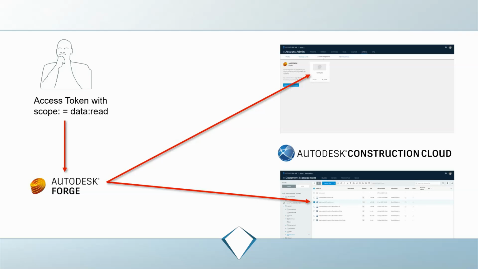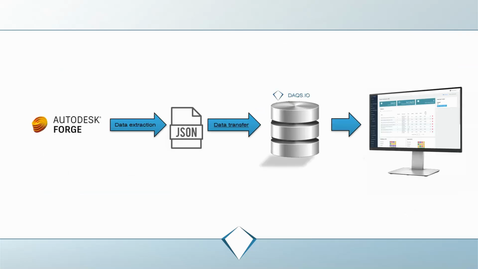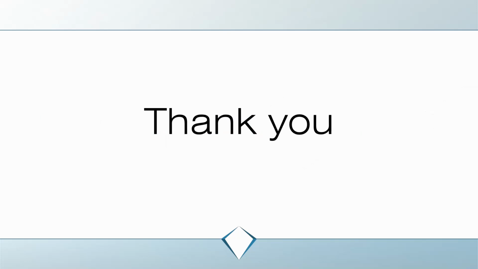Then Revit is started with the plugin and extracts specific information and stores this into a JSON file. Autodesk Forge sends this file to the DAQS.io database where it is interpreted and visualized on the dashboard. After sending the JSON file, Autodesk Forge deletes all the data pertaining to the entire transaction.